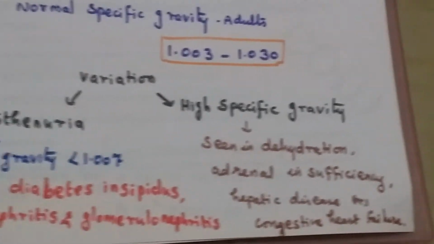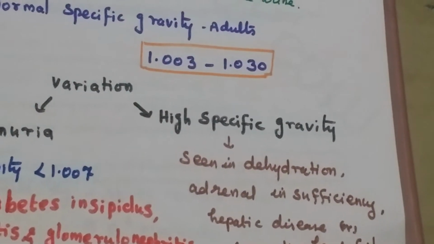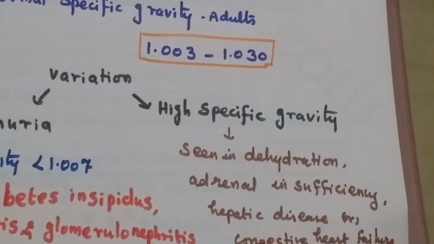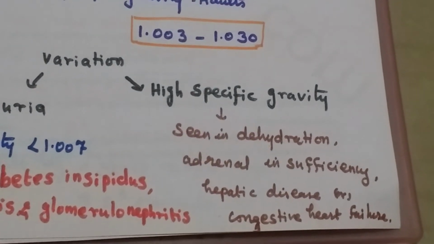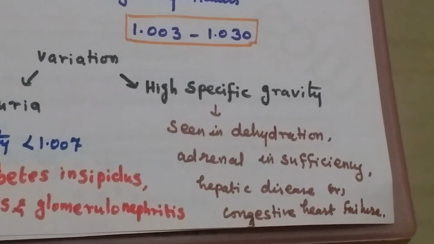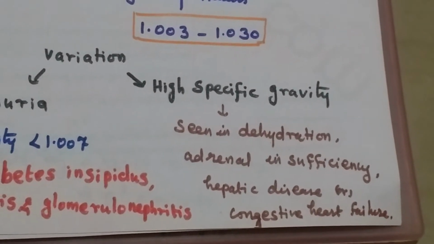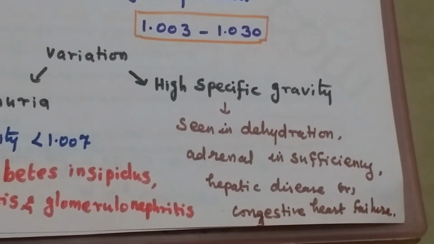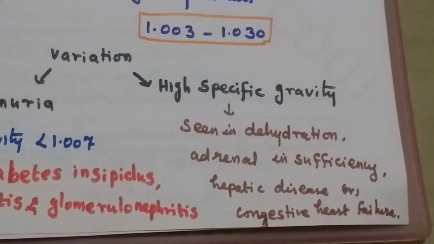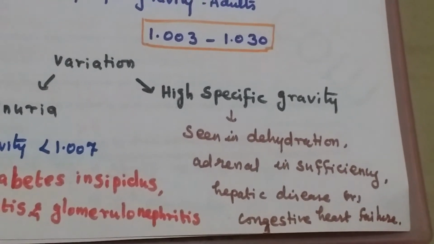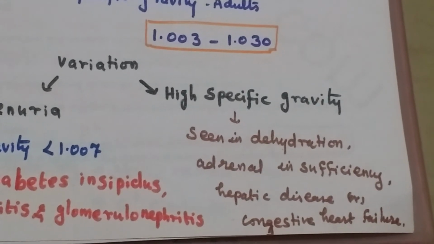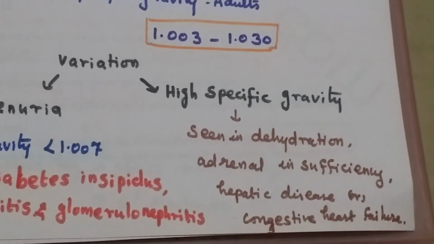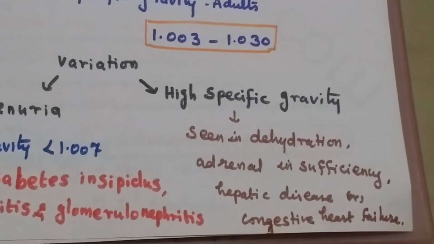Second one is high specific gravity. It can be seen in dehydration, adrenal insufficiency, hepatic disease and congestive heart failure. Here the water level decreases and solute concentration increases.